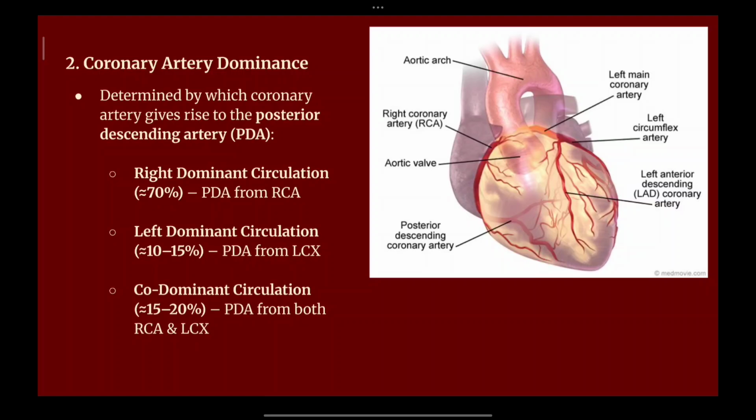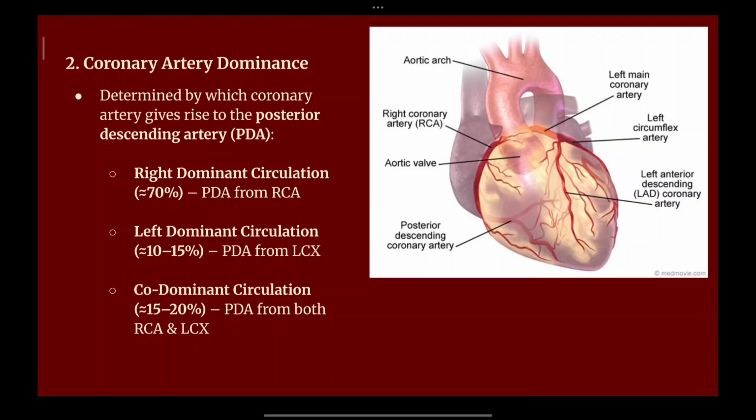Now coronary artery dominance is determined by which coronary artery gives rise to the posterior descending artery, that is the PDA. Right dominant circulation accounts for approximately 70%, so the posterior descending artery comes from the right coronary artery. The left dominant circulation has the posterior descending artery from the left circumflex artery. Then we have a co-dominant circulation. Here the posterior descending artery comes from both the right coronary artery and the left circumflex artery.